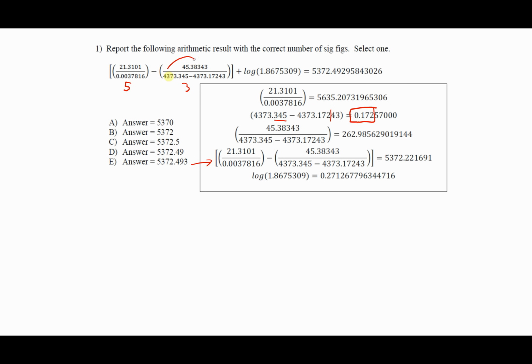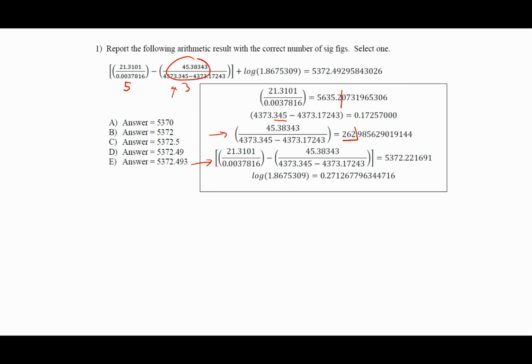So what is this number? Can it only have 3 sig figs? So here's that number. It can only have 3 sig figs, in the ones place. So when we add these together, this can have 3 sig figs. It'll be in the ones place. That can have 5 sig figs, and that will be up top, so that'll be to the 0.1 place. So when I add these two together, I can only keep to the ones place.